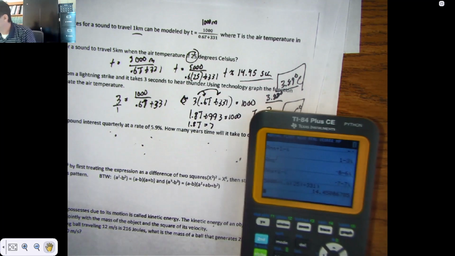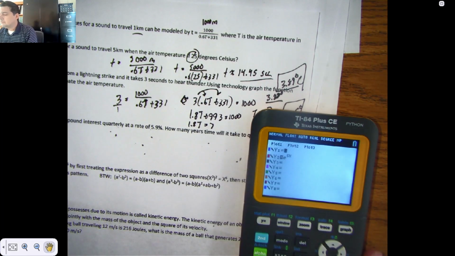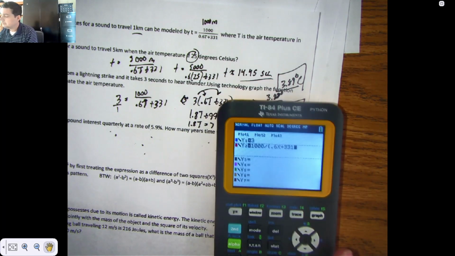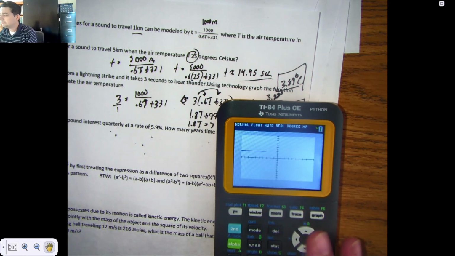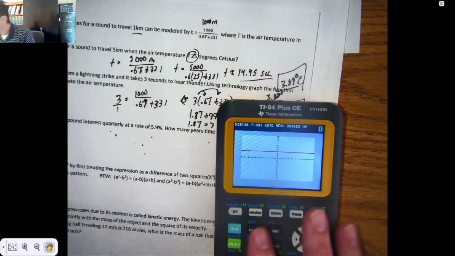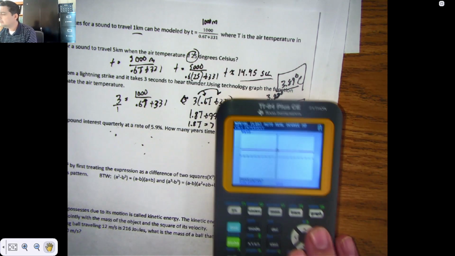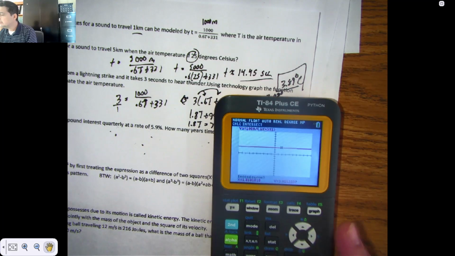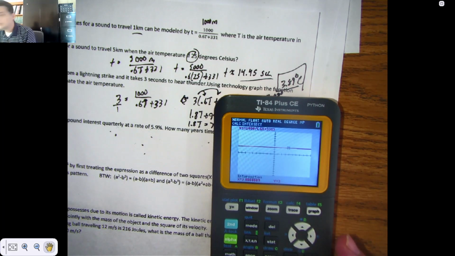Let's see if I'm right. You did say use technology, didn't it? 1,000 divided by parentheses 0.6x plus 331. Boom, 6. Really hard to see, but there's a blue line there. Second trace, 5. Enter, enter, enter. Yep, 3.89.